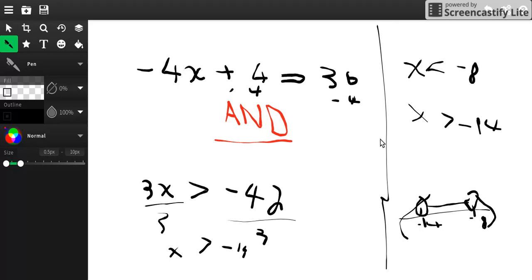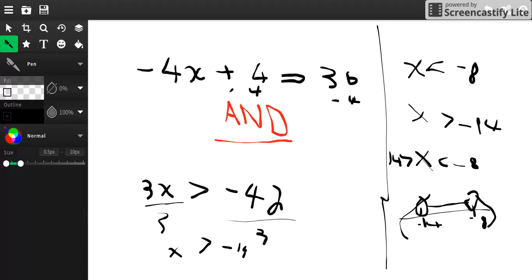And another way to draw this, so x is less than negative 8, we can write that down. So this is another way to write an AND inequality. So x is less than negative 8, and it's also greater than negative 14, right? So we can put this less than sign for x and then negative 14 over here. So negative 14 is less than x and x is less than negative 8. That's how we would write that down.